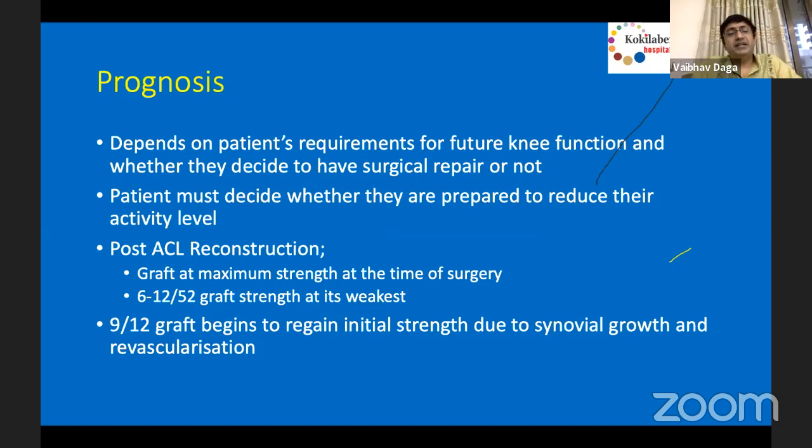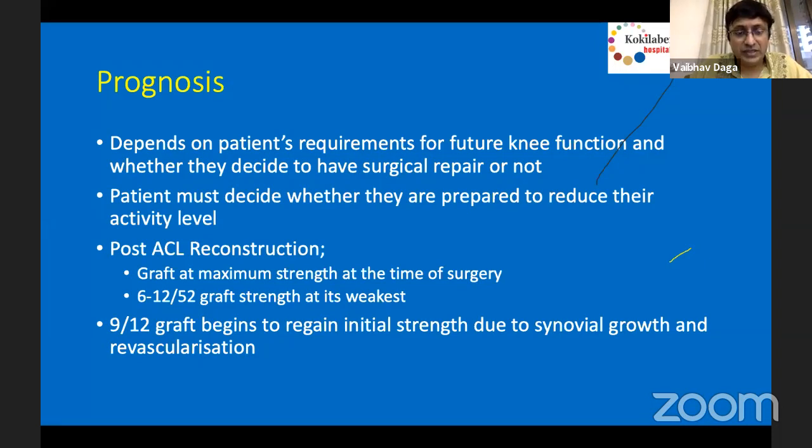Prognosis definitely depends on the patient's requirements of future knee function and whether they decide to have a surgical repair or not. The patient must decide whether they are prepared to reduce their activity level. Post ACL reconstruction, the graft is at maximum strength at the time of the surgery. At 6 to 12 weeks, graft strength is at its weakest.